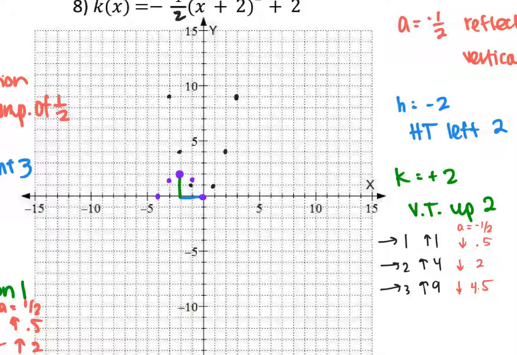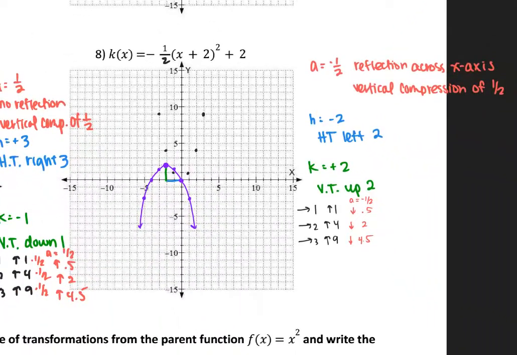And then from my vertex, I would normally go over 3. 1, 2, 3, and I would go down 9, but I'm going to go down half as much. So 1, 2, 3, 4, and just a half. So I have my symmetric point. So there's my parabola, wider than my parent function since it's being compressed, and just shifted left and down. So this is negative 1/2 x plus 2 squared plus 2.